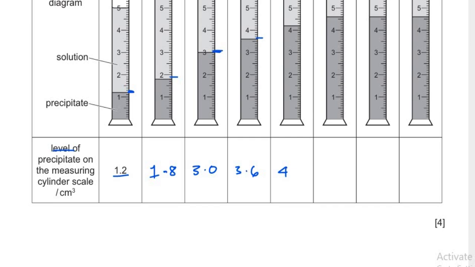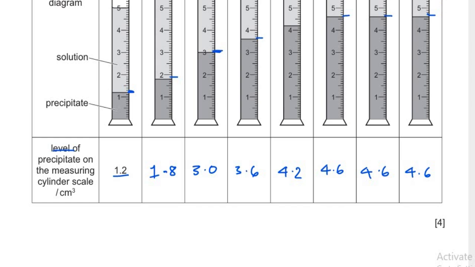Next is 4.2, then here is 4.6. Next is 4.6 again, yes, 4.6, and again 4.6. So now the level is maintained, and here is how you're going to write to 1 decimal place all the levels which we can read on the measuring cylinder scale.